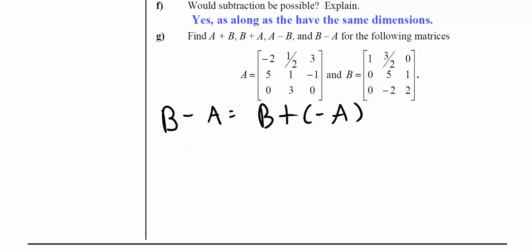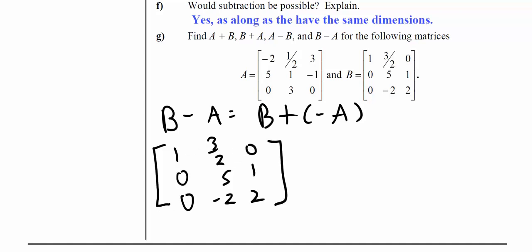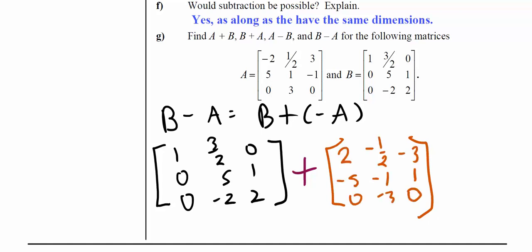For B minus A, I'm going to go ahead and show you this one all the way. I'm going to rewrite matrix B, and this will be our first matrix. Then I'll do an addition. And then I'm going to go ahead and do matrix A, but I'm going to switch all of the signs in matrix A. So this is the setup that I'm working with.